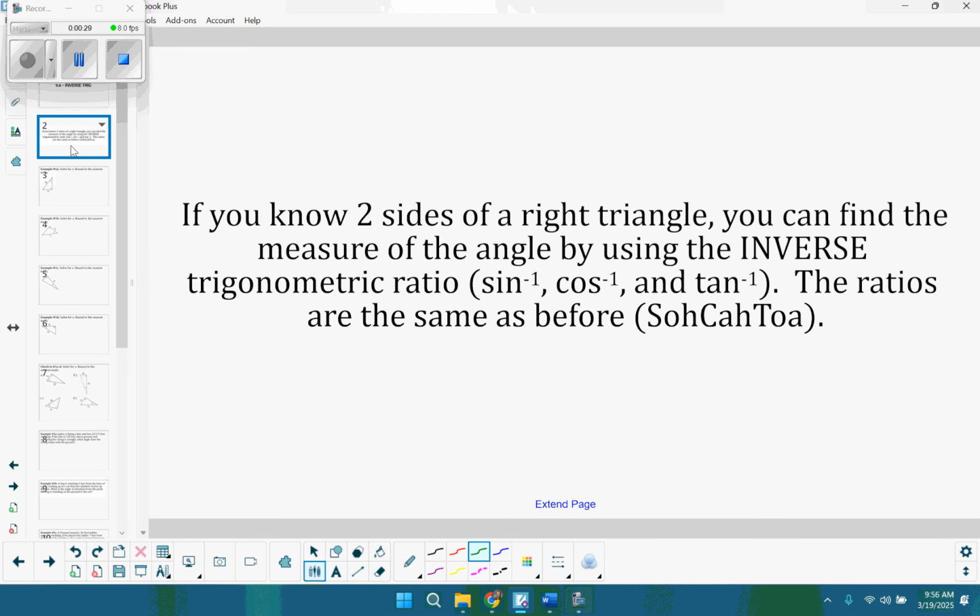If you know two sides of a right triangle, you can find the measure of the angle by using the inverse trigonometric ratio. So they're still the same ratios, sine, cosine, tangent, using SOHCAHTOA, but now instead of using the buttons on the calculator that just say SIN, COS, and TAN, we're going to use the ones that look like they're being raised to a power of -1. And we call those inverse sine, inverse cosine, and inverse tangent.